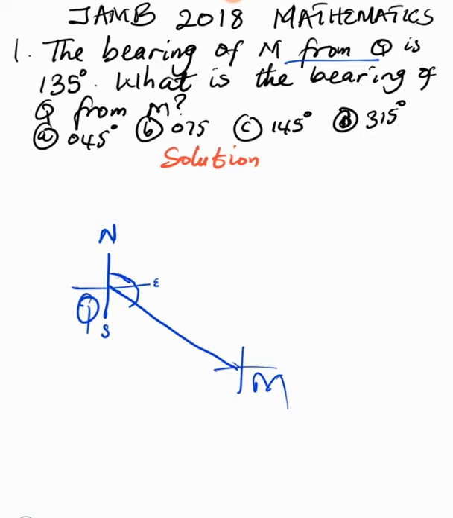Now, what is the bearing of Q from M? So we mean from here to here. Since bearing is taken from the North Pole in a clockwise direction, all we need to know now is this very angle, which we have to subtract from 360, because a complete rotation is 360 degrees. Now, we know that here is equal to 135 degrees. So we need to know this angle as well.